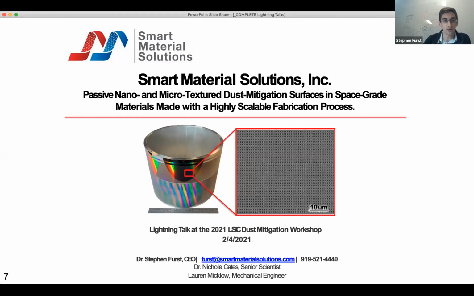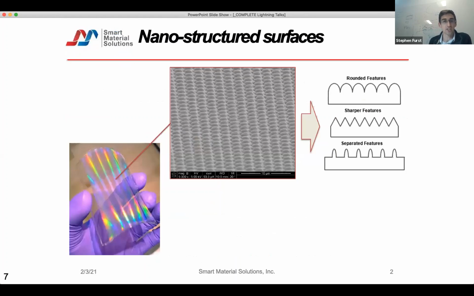My name is Stephen Furst from Smart Material Solutions. I'm here to talk about a manufacturing process that can be used to make large area passive surfaces based on nanostructured surface textures. On the next slide, you'll see what I mean by such a texture.